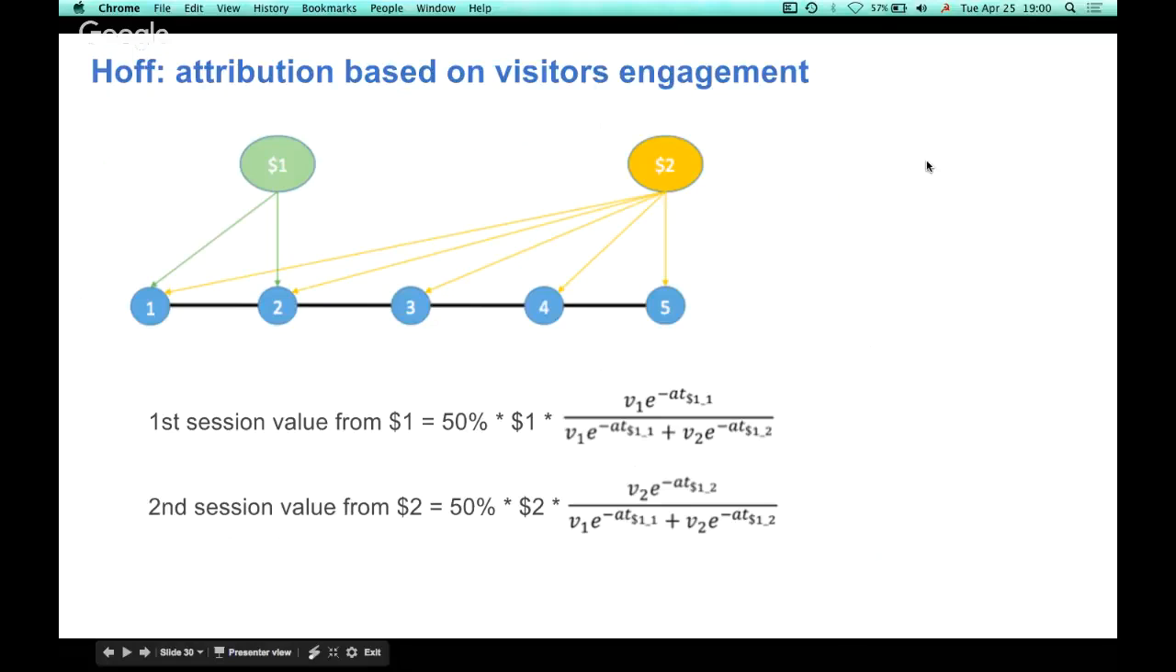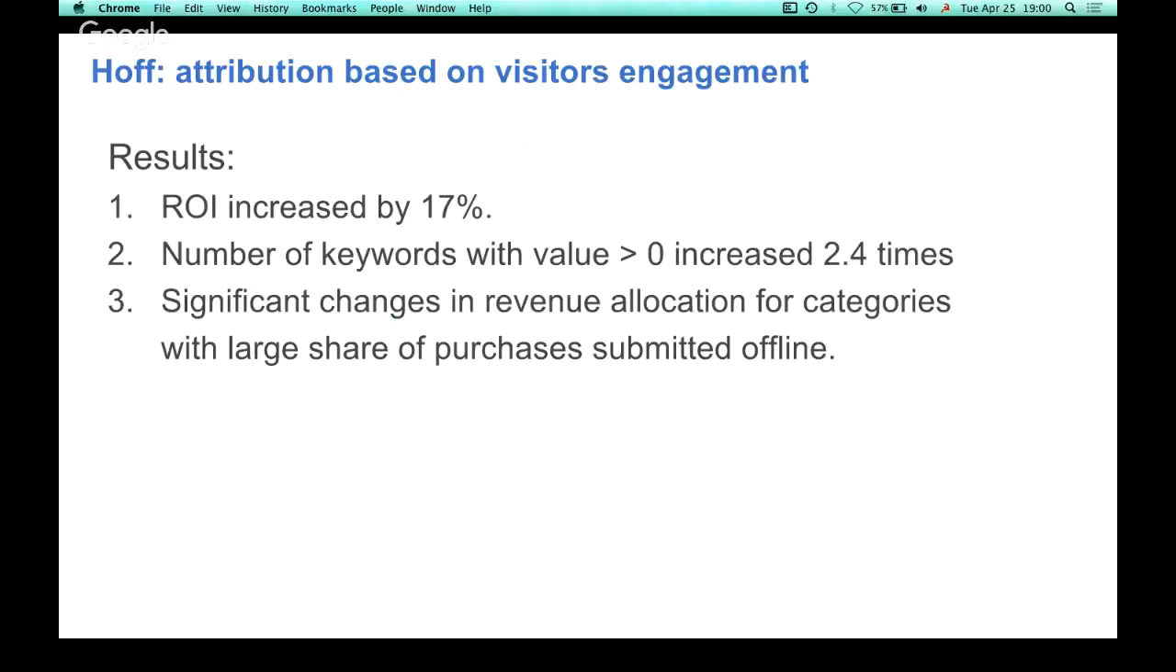So just to be brief about their approach, they were deciding how much revenue to allocate to a specific session according to how the user was engaging with the website. So the further he went in his customer journey, the more revenue was allocated to the previous steps. And in the end, they got several results.